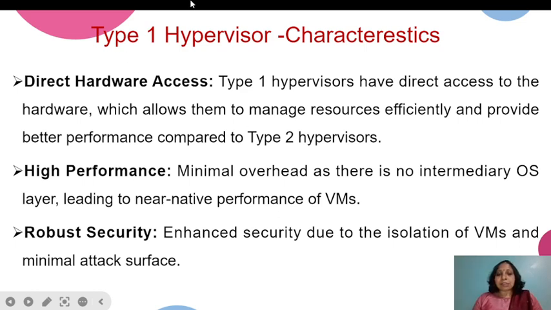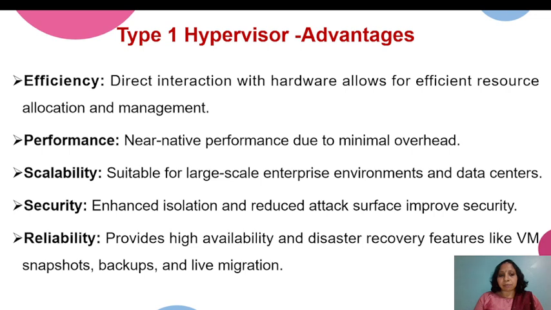Moving on, the characteristic of type 1 hypervisor: since it has direct access to the hardware, we efficiently use the resources, and this contributes to better performance compared to type 2 hypervisors. And there's minimal overhead because there is no intermediary host operating system layer, leading to near native performance of all the VMs. And it also provides enhanced security due to the isolation of VMs and minimal attack surface.